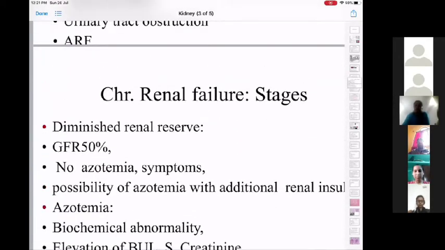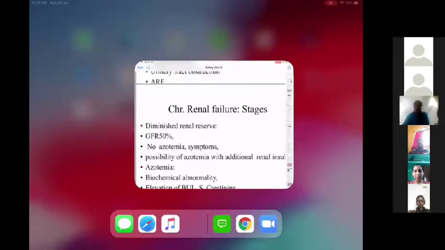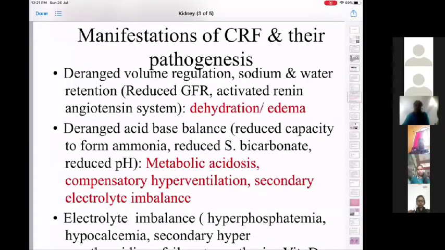Now, manifestation of chronic renal failure and their pathogenesis. How does chronic renal failure occur? So, first is the deranged volume regulation, that is sodium and water retention. This causes reduced GFR, activated renin-angiotensin system. Like if the volume is less or more, then according to this, the renin-angiotensin system is working, and this causes dehydration or edema.